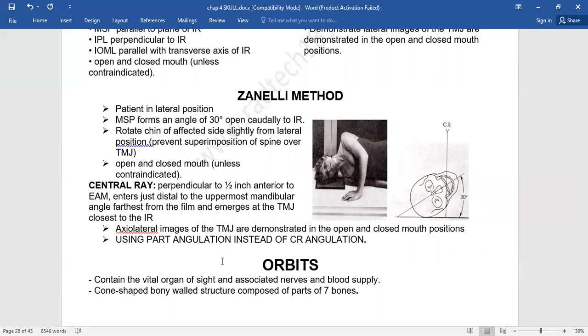So bali ang pinagkaiba ng Schuller sa mga nabanggit natin na projections is that ang Schuller, walang angulation ang tube. Instead, ang patient ang nag-adjust. So as you can see, yung patient ang nag-tilt.